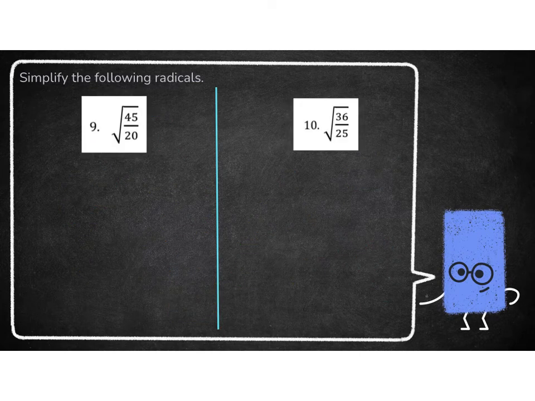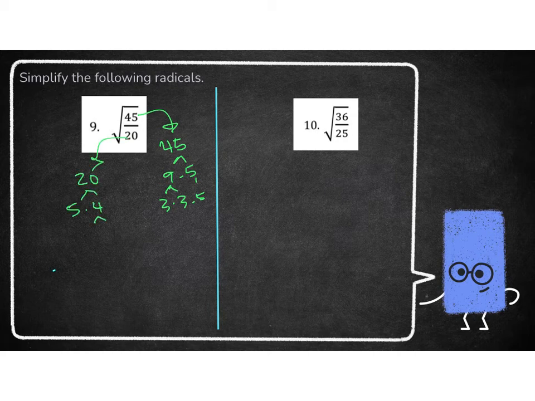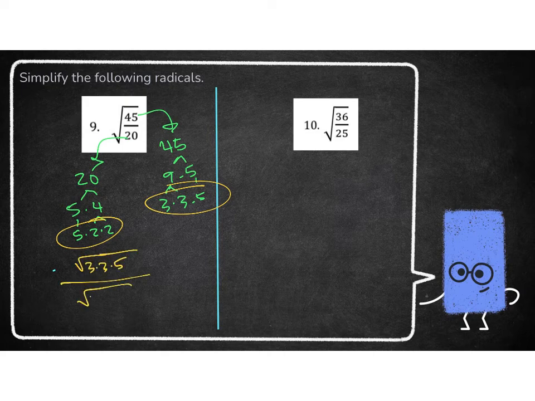Square root of 45 over 20. I've got 45, which is the same thing as 9 times 5. That's 3, 3, and 5. 20 is the same thing as 5 times 4. 2 times 2 and 5. Then I've got 3 times 5, and also the square root of 2 times 5. So 5 over 5 goes away. 3 comes out, 2 comes out, 3 over 2.